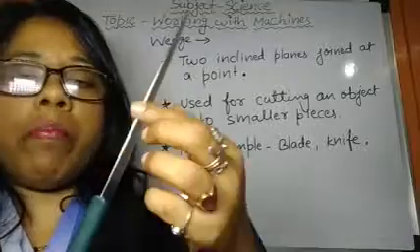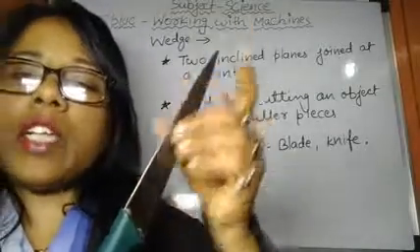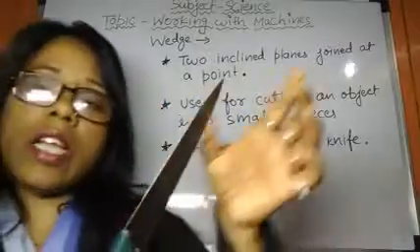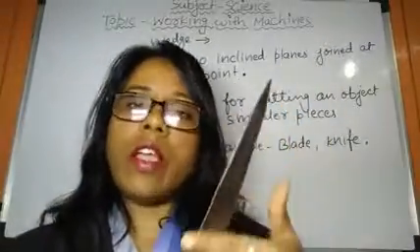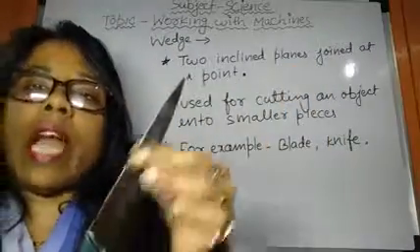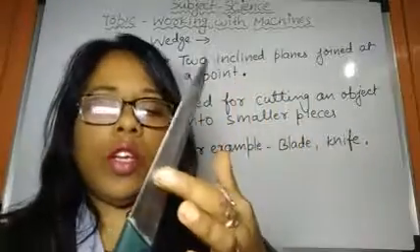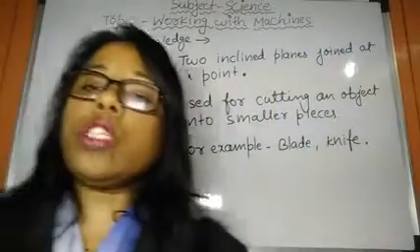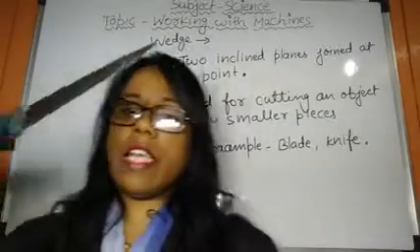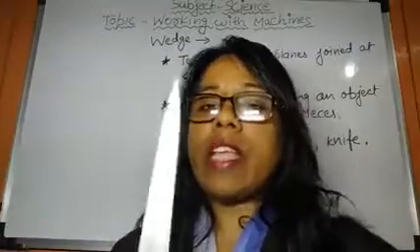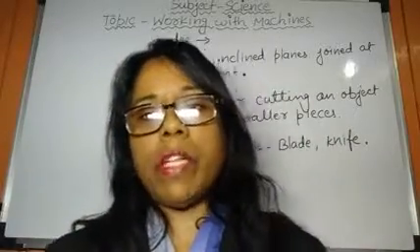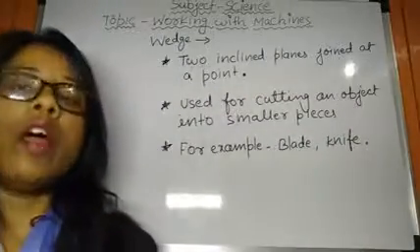So this thick part means two wedges are joined together here. Two inclined planes are joined together. In this wedge, two inclined planes are joined together, and this wedge is used for cutting. Like this is a knife. Knife is an example of wedge. You can cut fruits and vegetables with the help of this wedge.